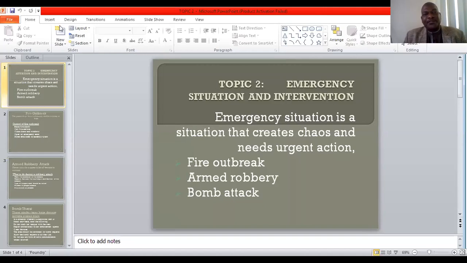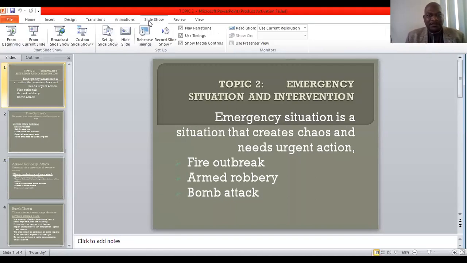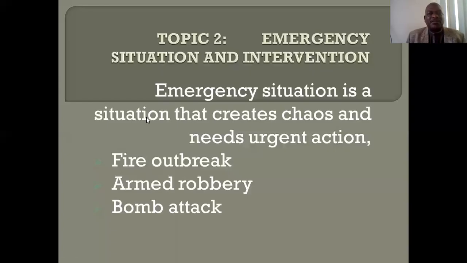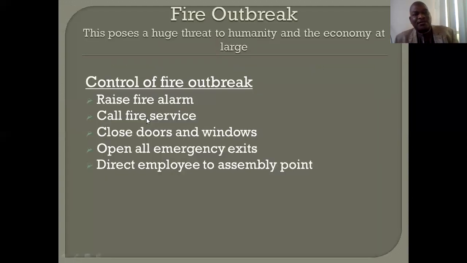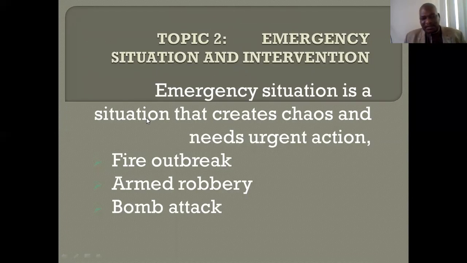Today, we are going into topic 2, that is emergency situation and intervention. Emergency situation is a situation that creates chaos and needs urgent attention. If urgent attention is not given, the destruction is going to be heavy. There are different types of emergency situation that you may find yourself.